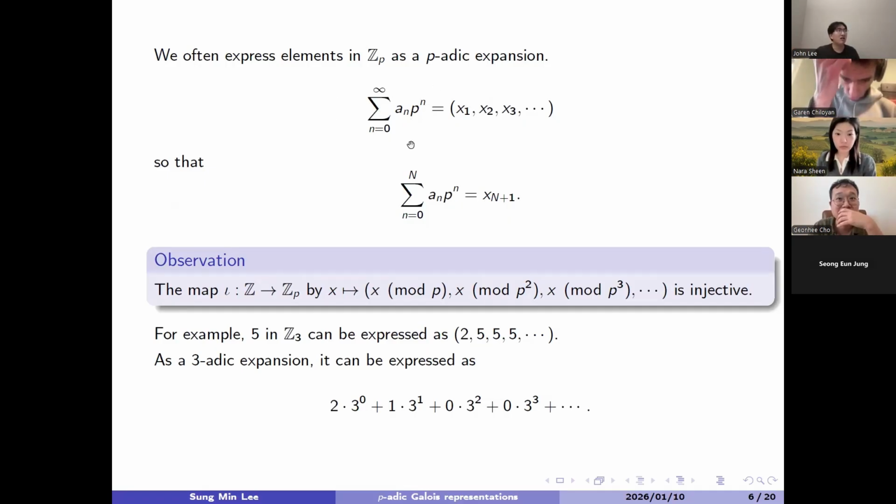So how is this infinite series defined? The first coefficient a0 is simply x1. The second coefficient a1 is defined so that a1 p plus a0 equals x2, and stuff like that. So yes, my explanation is a little bit sloppy, but I'm basically telling you that any infinite tuple that respects this regular projection map can be uniquely expressed as an infinite series.